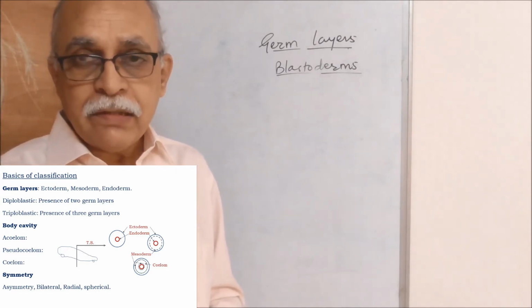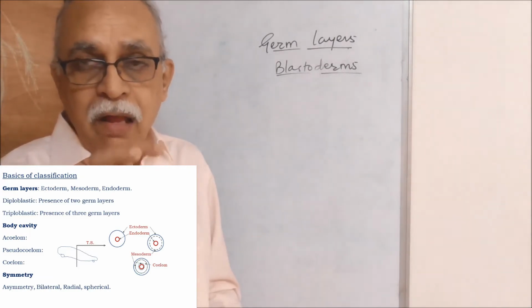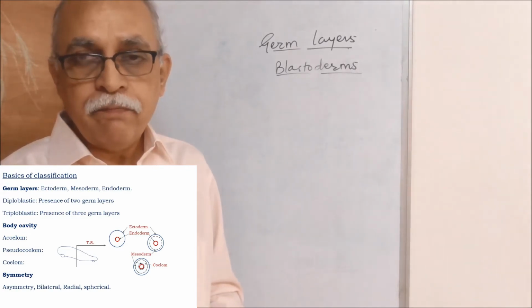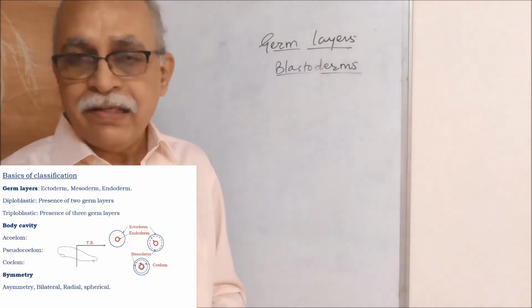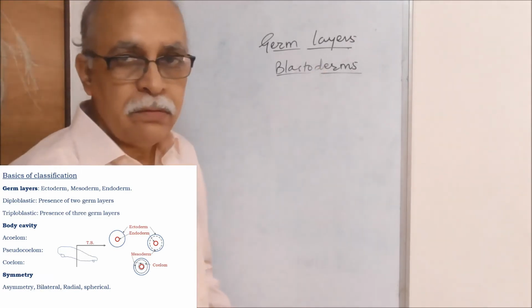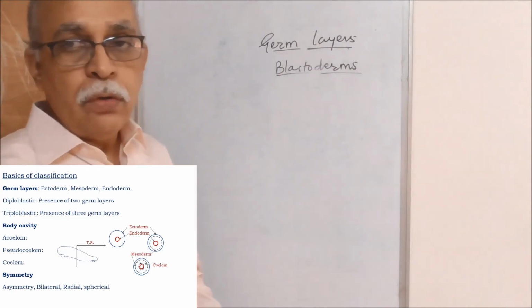In that process, there is a stage reached when there is a large cavity covered over by a layer of cells. That layer of cells multiplies further into 2 layers, 3 layers, whatever. These are the blastoderms. These are the germ layers. Now, why do we need to know about them?